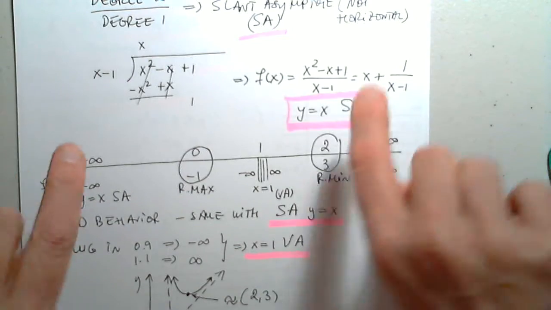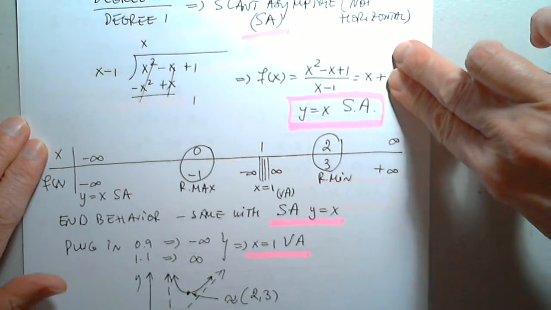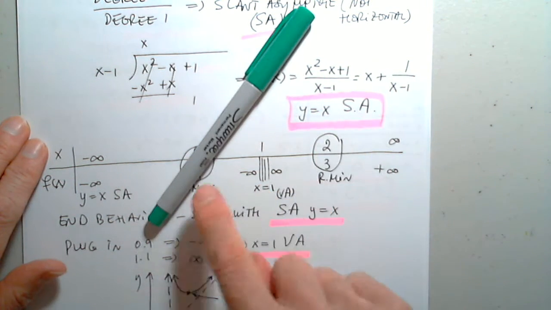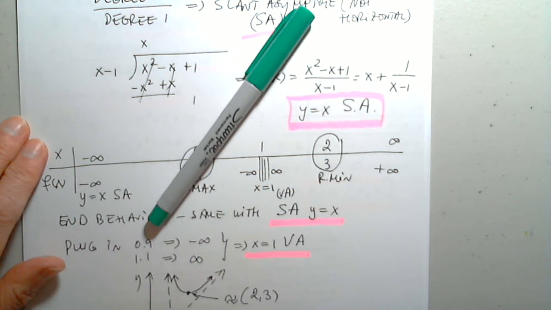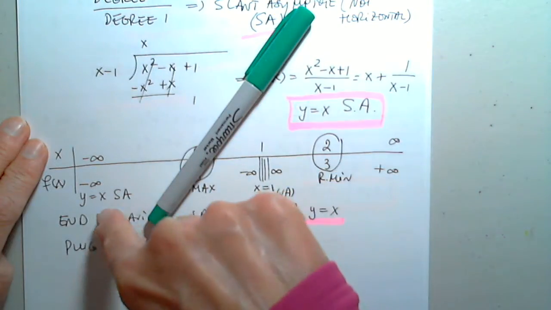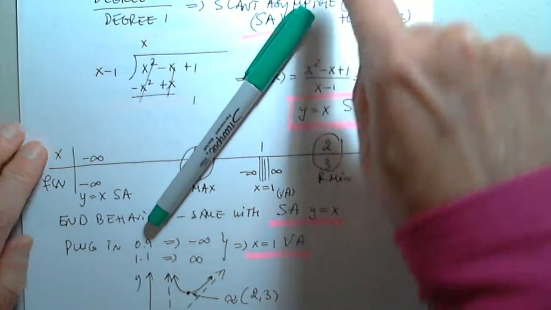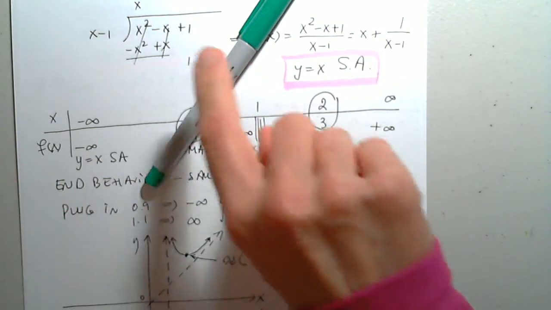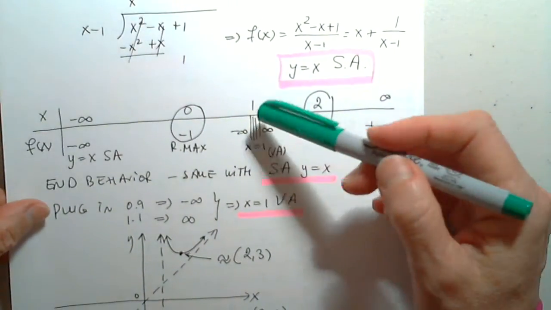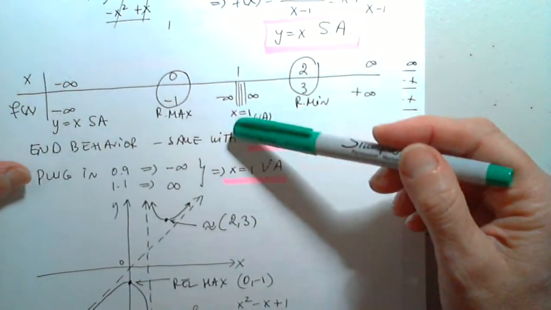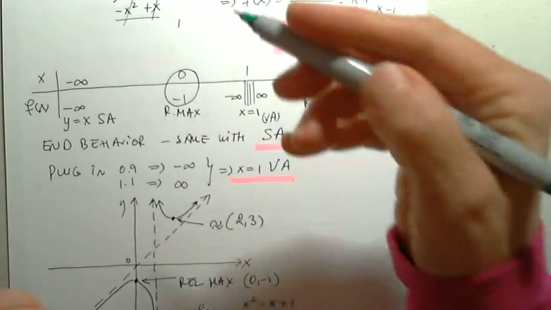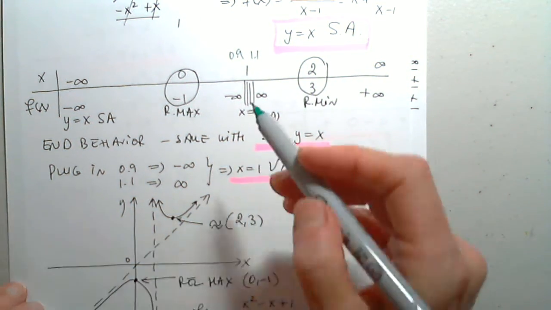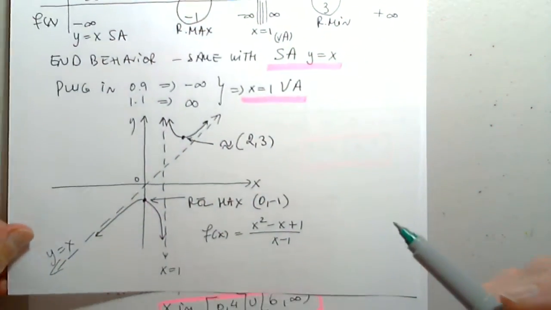At infinities, this piece is 0. That's why the function follows y equals x. Y equals x is a straight line, a linear function, with a positive slope. So it comes from negative infinity going to positive infinity, and this is the end behavior of the function. Again, for x equals 1, the vertical asymptote, to determine the signs left and right, I used 0.9 and 1.1. I plugged it in and I got negative infinity to infinity.